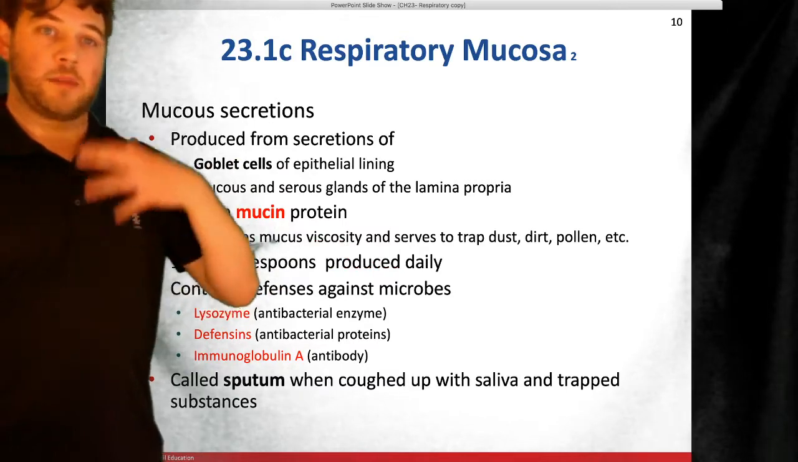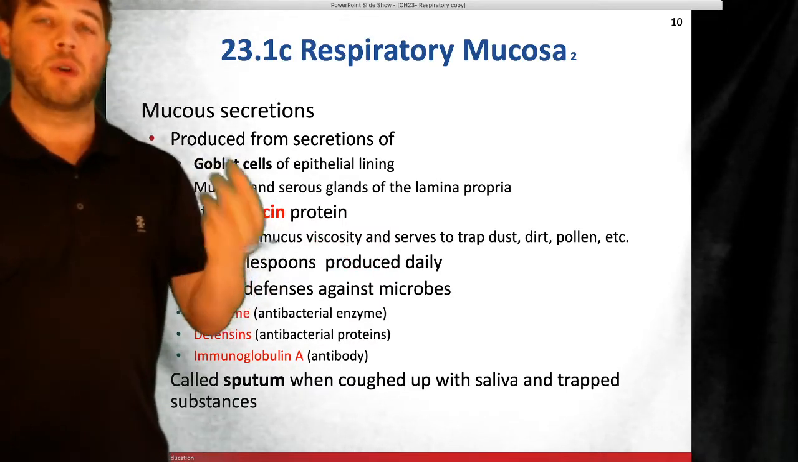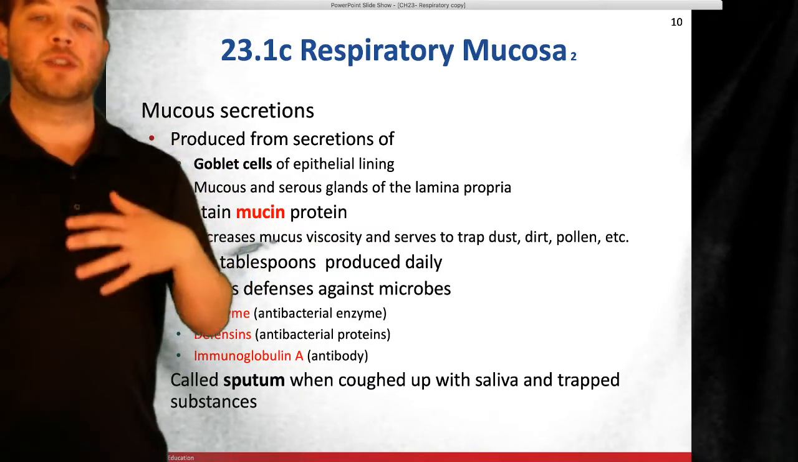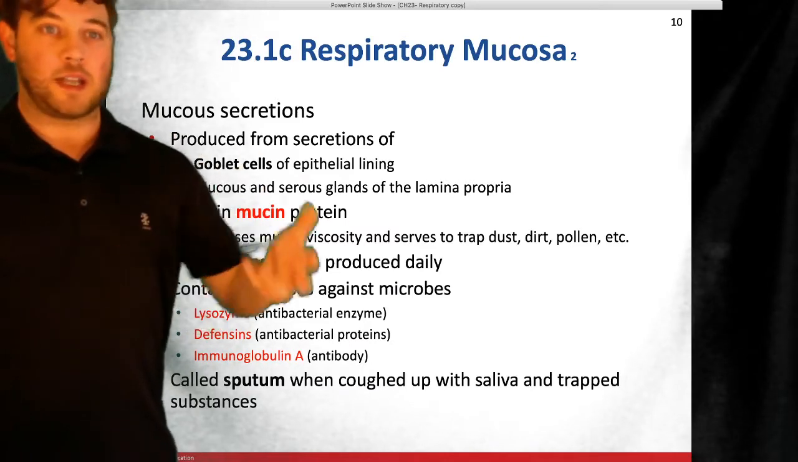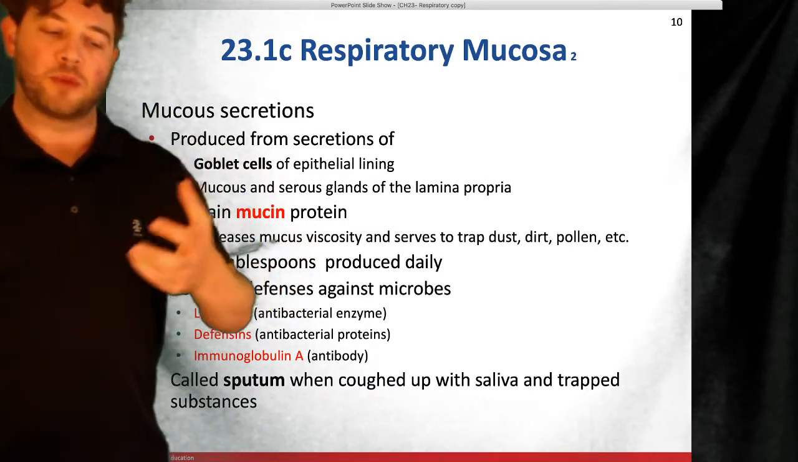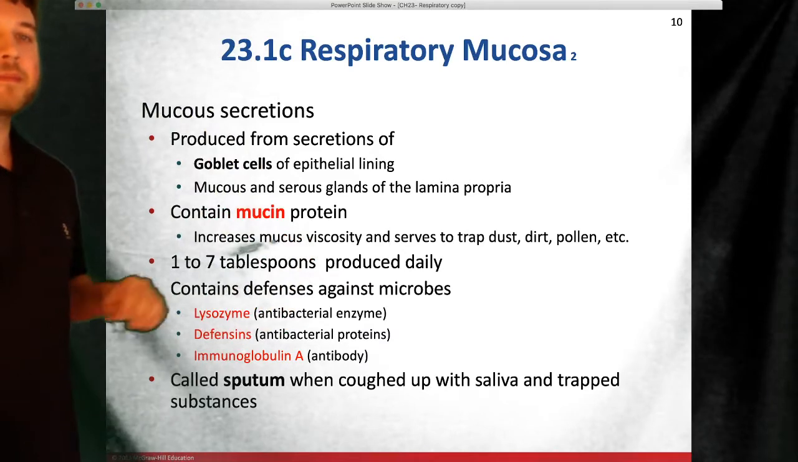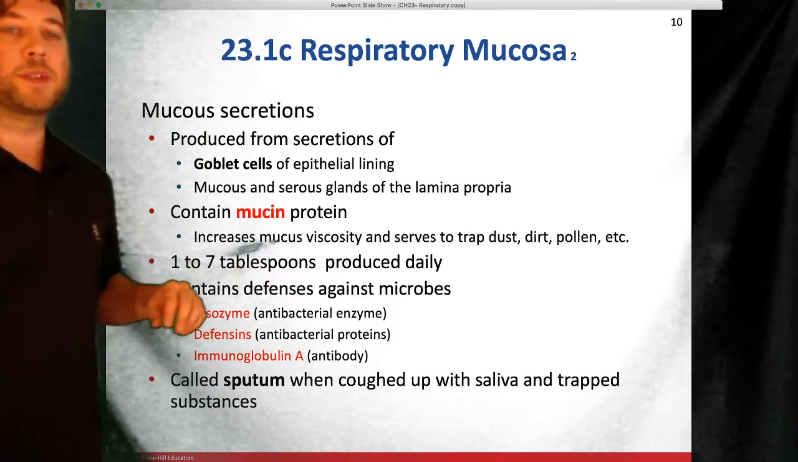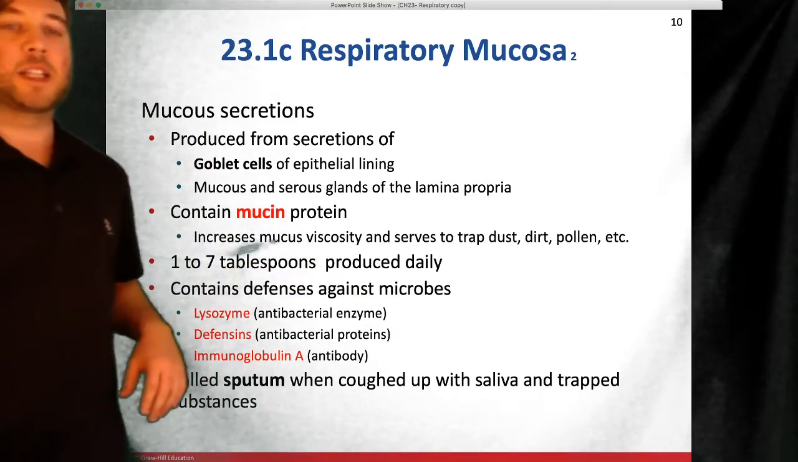If you are encountering more irritants, if you are a smoker or anything like that, that irritates your lungs. If you've been protesting and have gotten pepper sprayed, you're going to be producing more mucus and coughing things up more. Contains defenses against microbes, lysozymes, defensins, and immunoglobulin A.